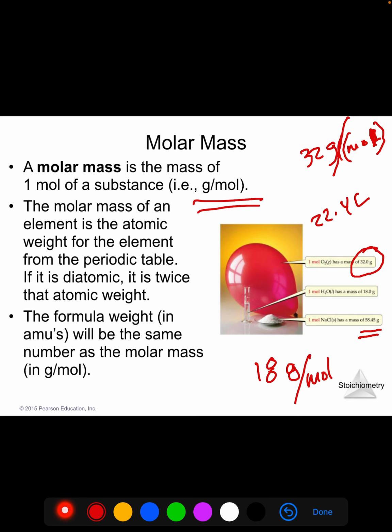And what were we adding? Those values from the periodic table. And what are our units when we're done? They are grams per mole. Right there, written much more neatly.